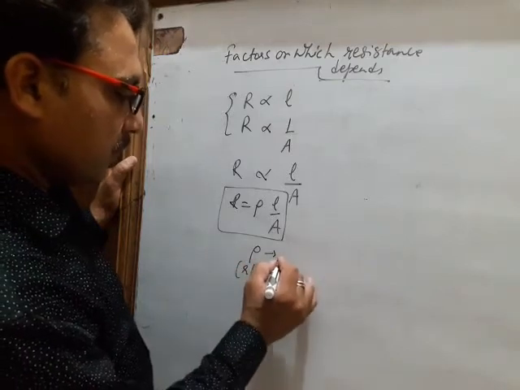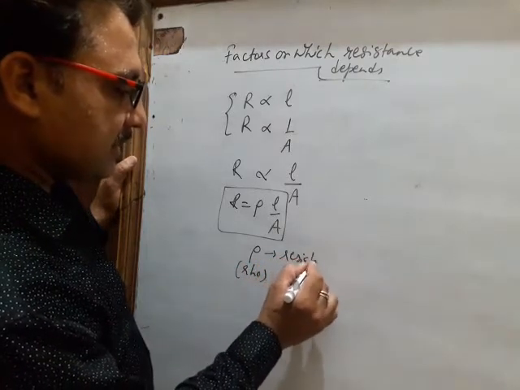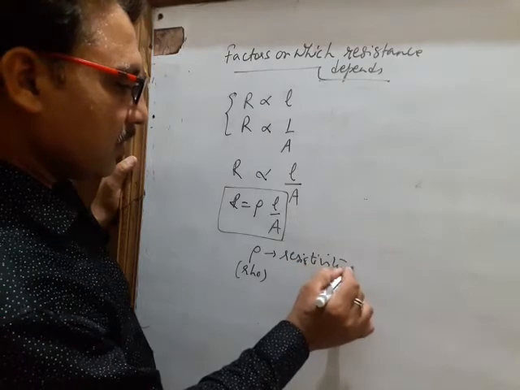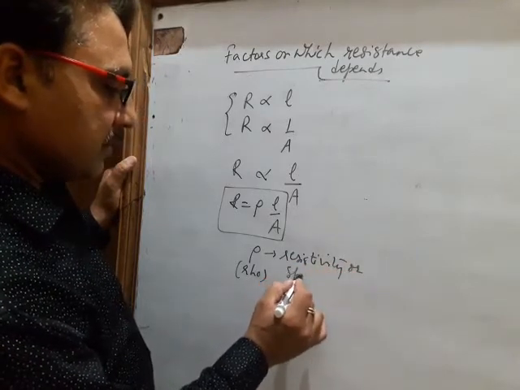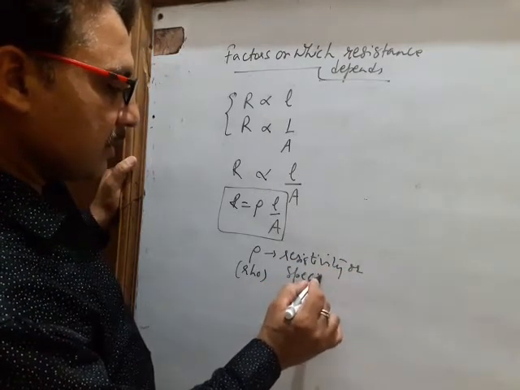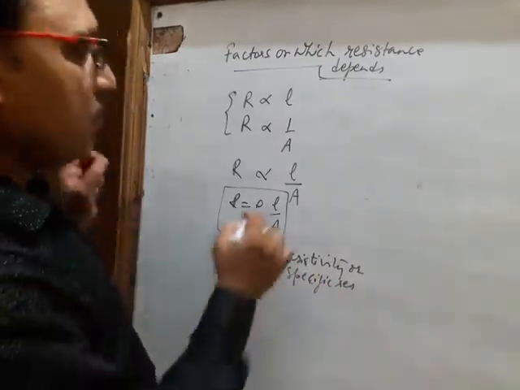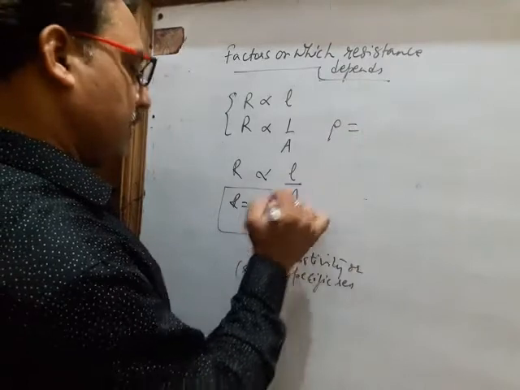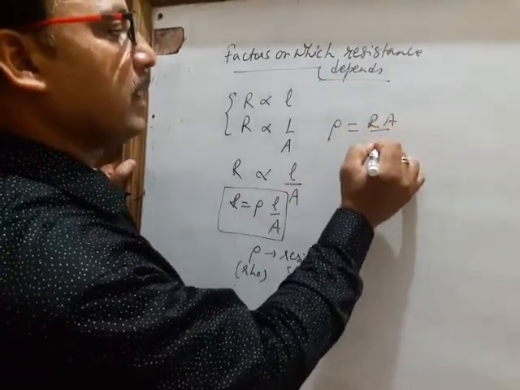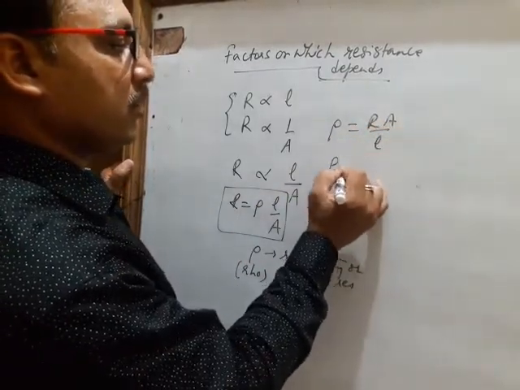Rho is known as resistivity or specific resistance of the conductor. Rho equal to, you find the formula for rho, RA upon L. Find the unit of rho.